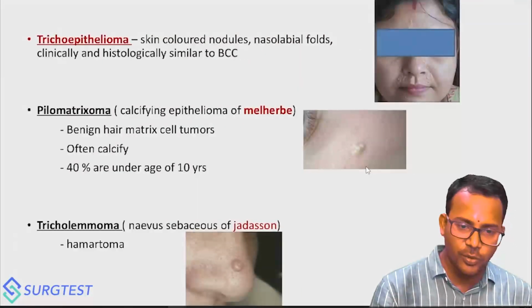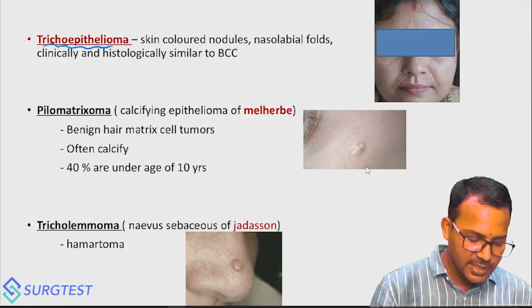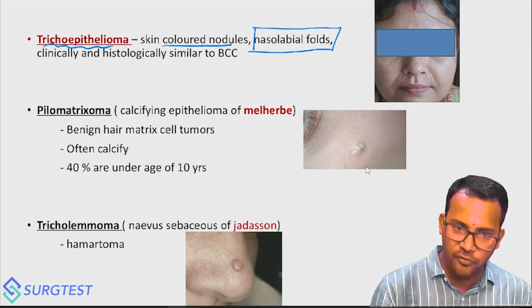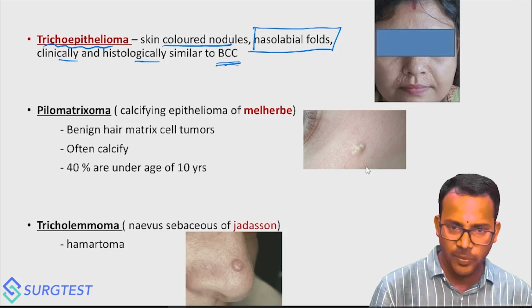So the other few points that you have to remember are your trichoepithelioma. These are skin-colored nodules. These are mainly seen in the nasolabial folds. Clinically and histologically, they are similar to basal cell carcinoma. They will be looking like basal cell carcinoma.